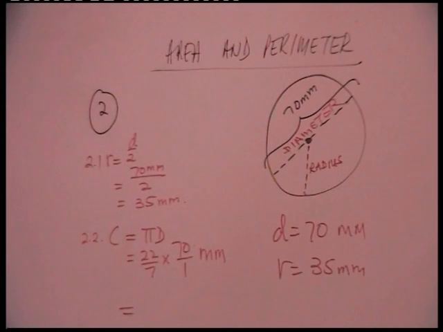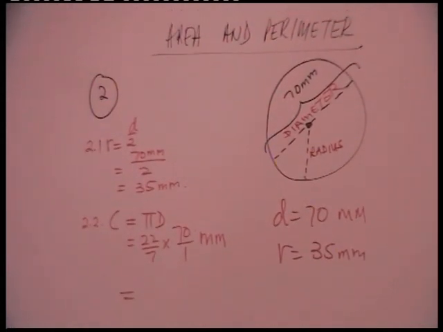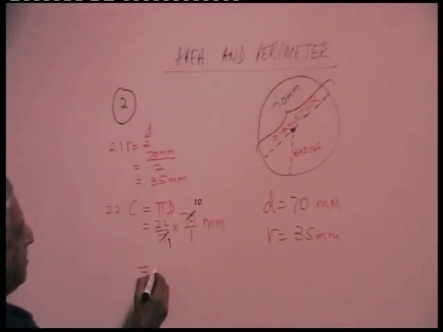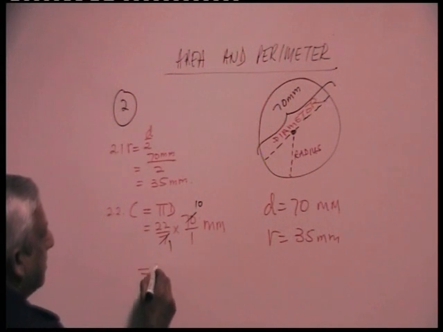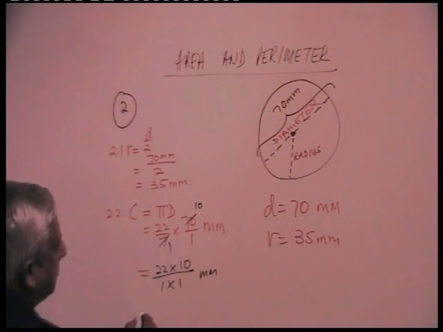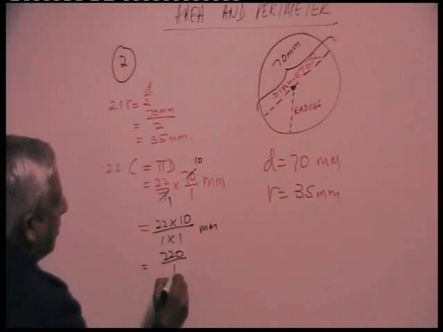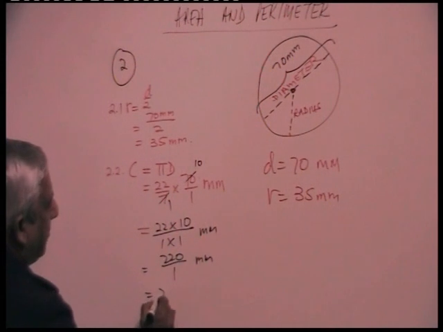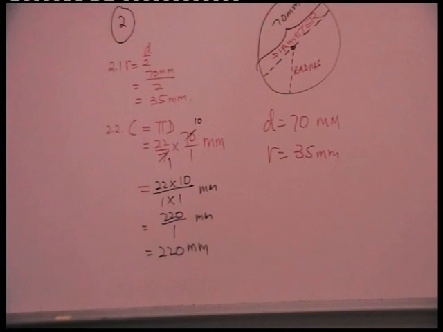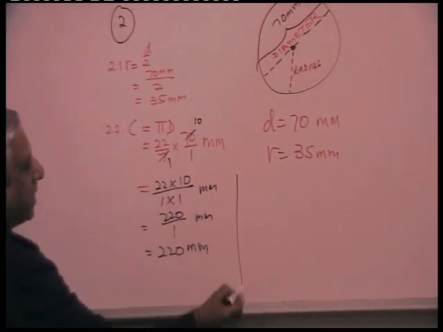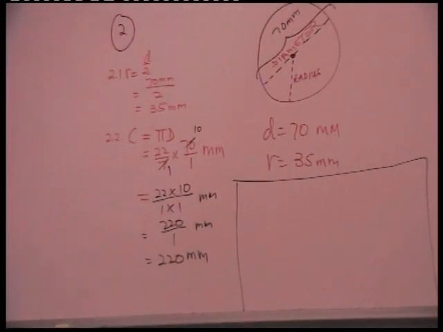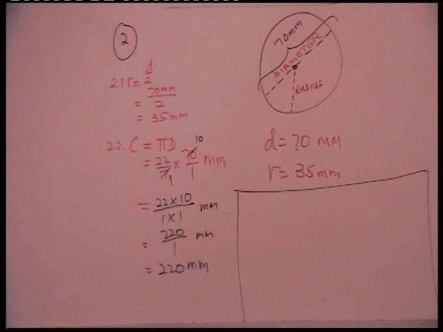And you want to cancel. So let's see. You want to divide. 7 divides into 7 one time, into 70, 10 times. 22 times 10 on top, all over 1 times 1 millimeter. That gives you 220 over 1 millimeter. And the final answer is 220 millimeters. Okay, I hope you had that right. Okay, that was circumference.